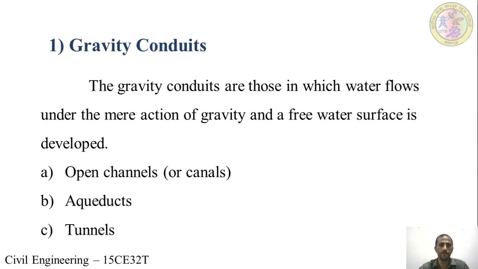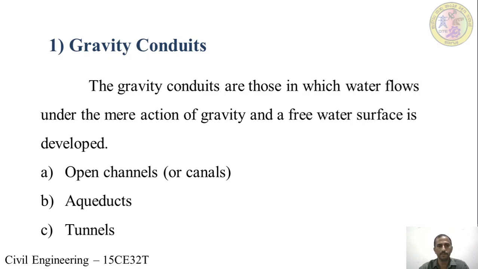Wherever there is a valley or depression, we have to carry these gravity conduits on supports. And wherever there is an obstruction like hills, we have to carry these gravity conduits either by deep cuttings or by tunnels. We have to make sure that these gravity conduits run on a uniformly falling gradient so that water flows under the action of gravity.